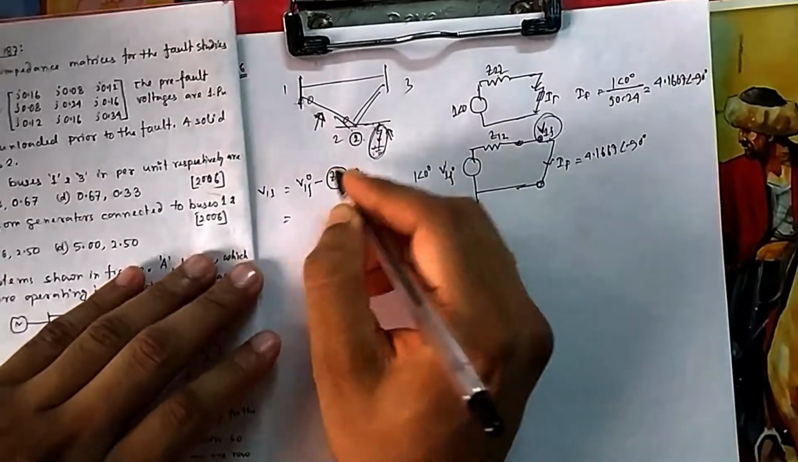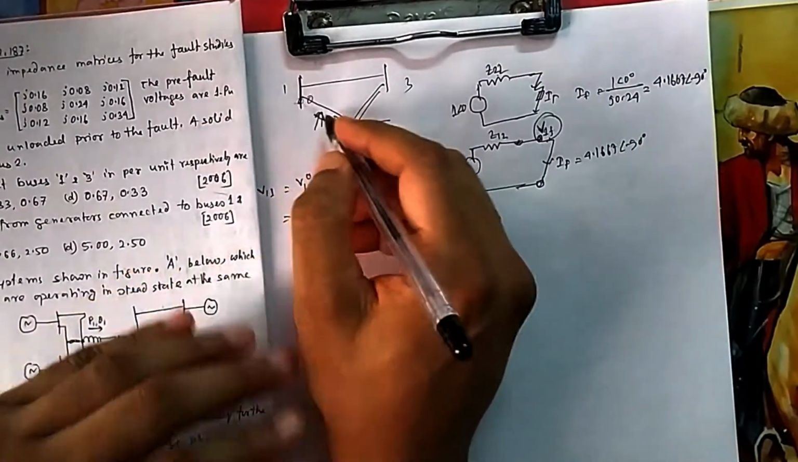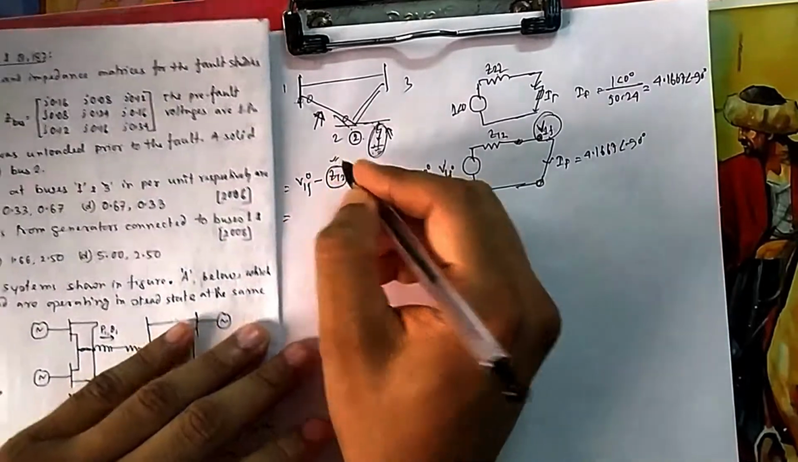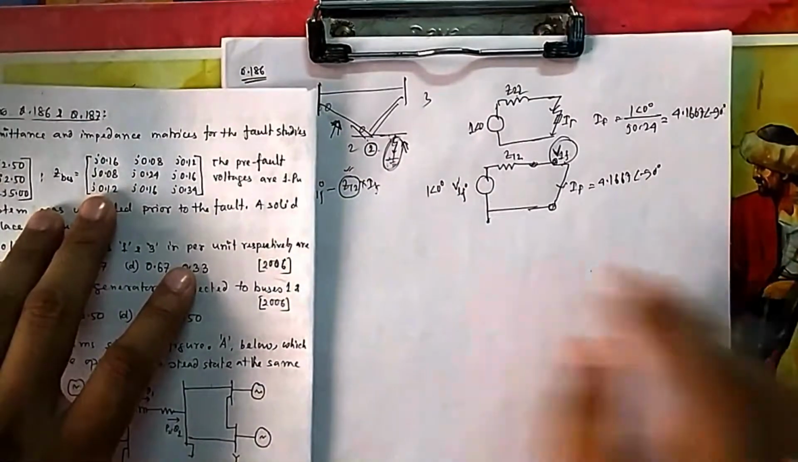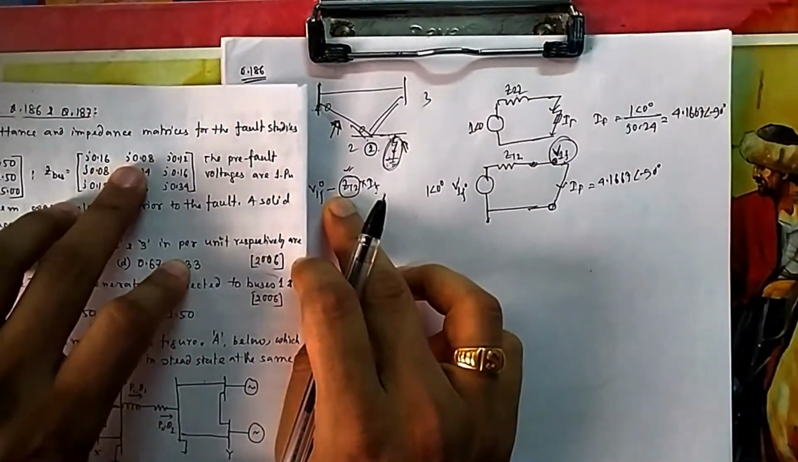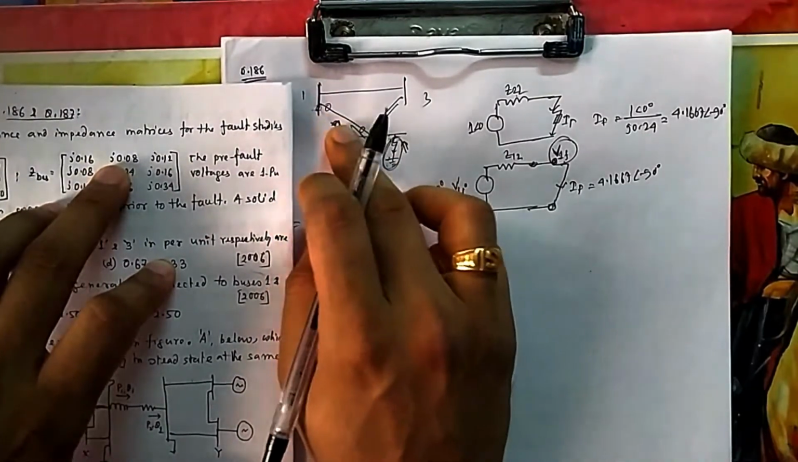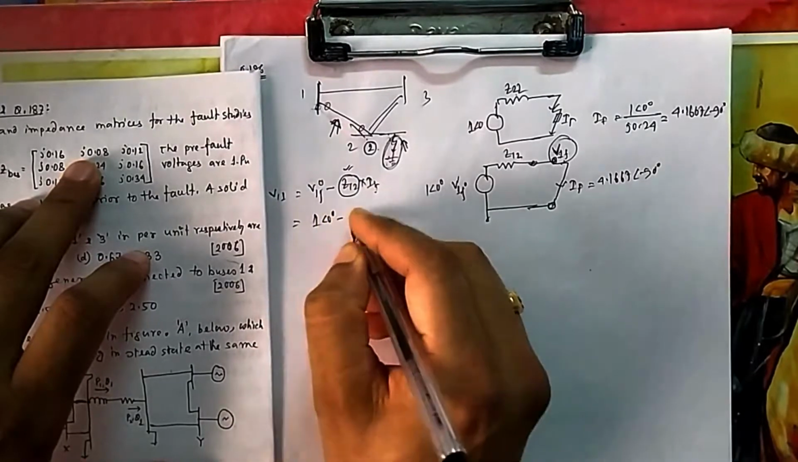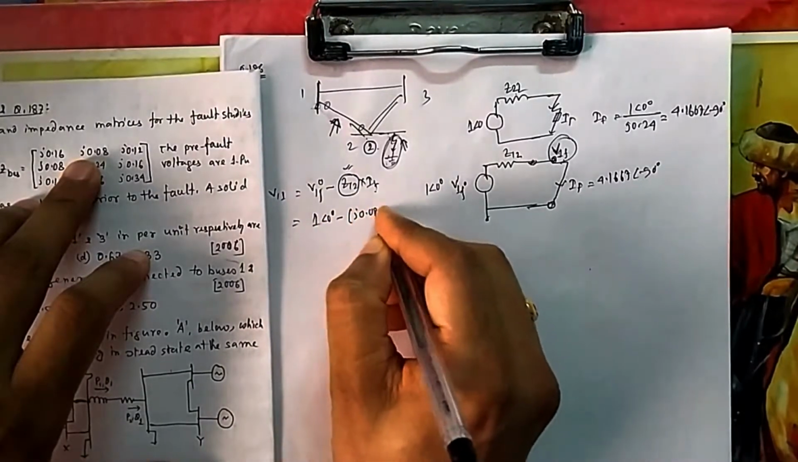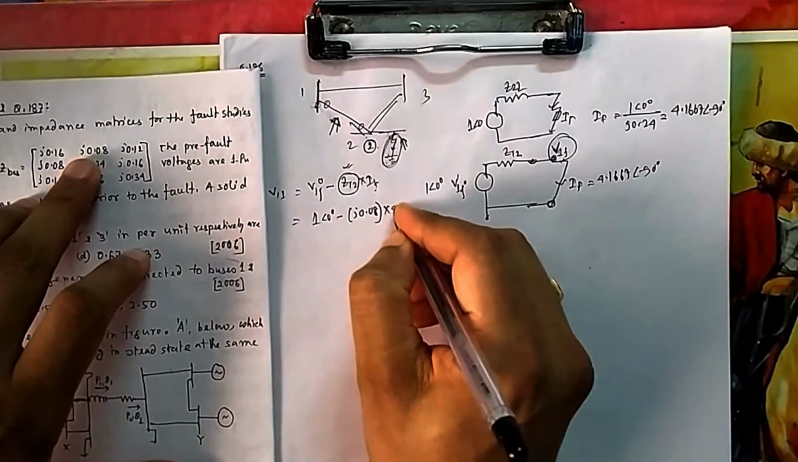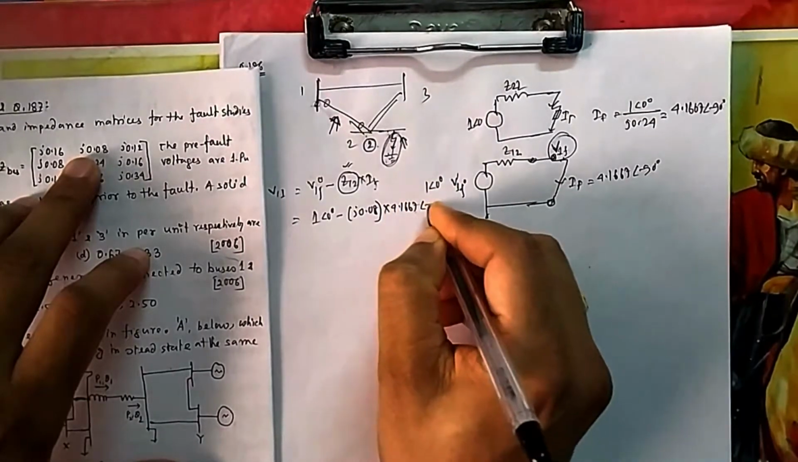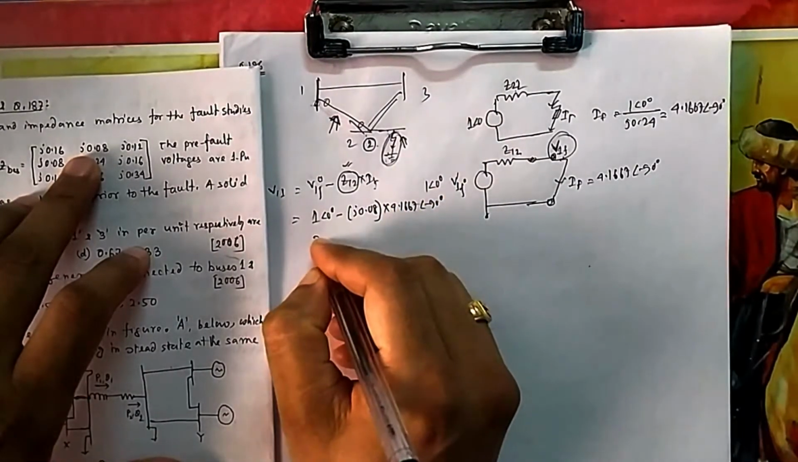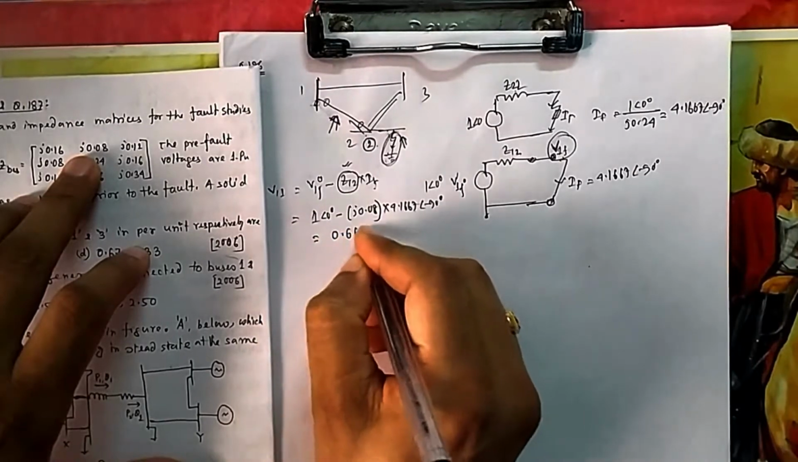Remember, this Z12 is not the actual impedance of this branch. This is actually coming from the Z matrix, the element Z12, not the actual Z12 of this branch. So this is again 1 angle 0 minus j0.08 multiplied by the fault current, that is 4.1667 at an angle of minus 90. If you do this, it will be 0.667 per unit.